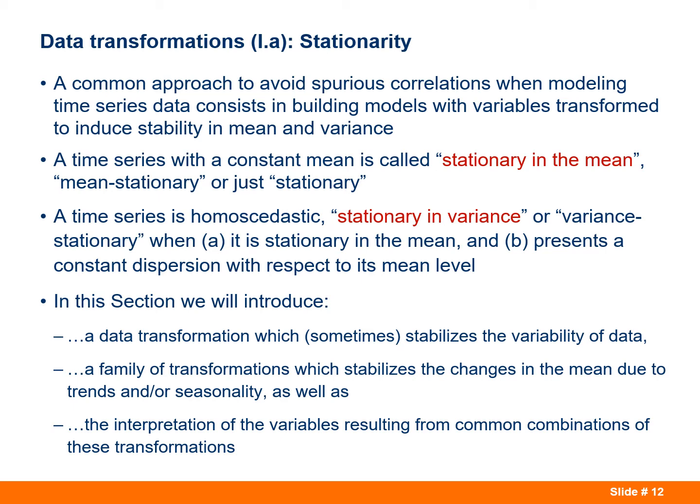In this section, we will introduce a data transformation, which sometimes stabilizes the variability of the data. Second, a family of transformations, which are variations of the differencing that we saw before, which stabilizes changes in the mean due to trends and to seasonality, as well as an interpretation for the variables resulting from common combinations of these transformations.